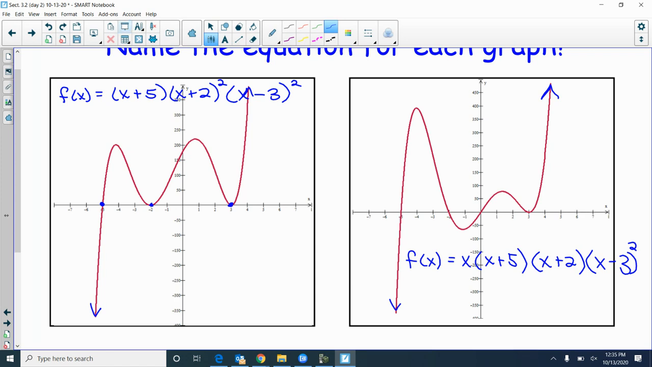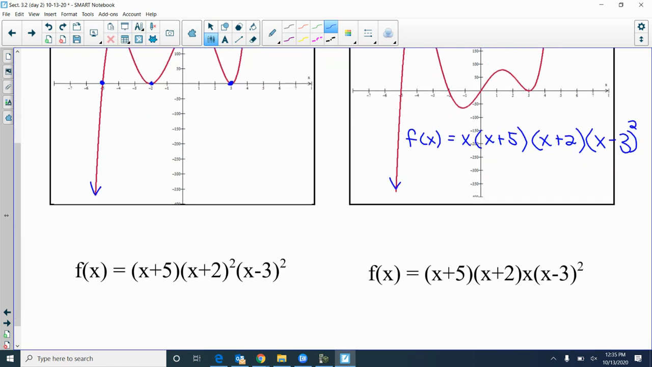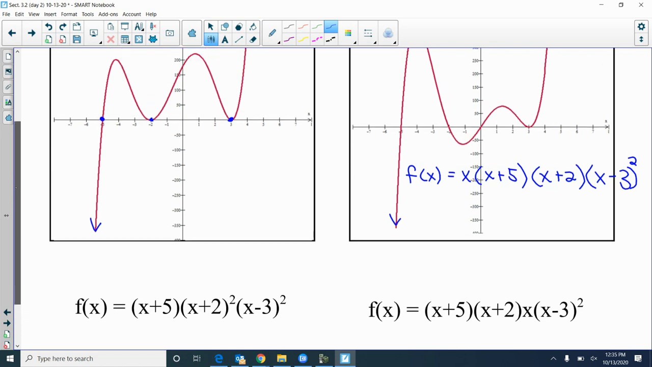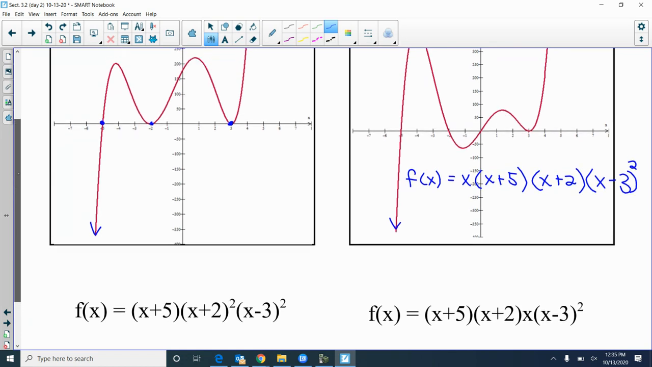I mean, it looks better on the outside. I just wrote it in the order and I put the X in the middle. Doesn't matter. Okay. But both of these are going to be a positive leading coefficient.